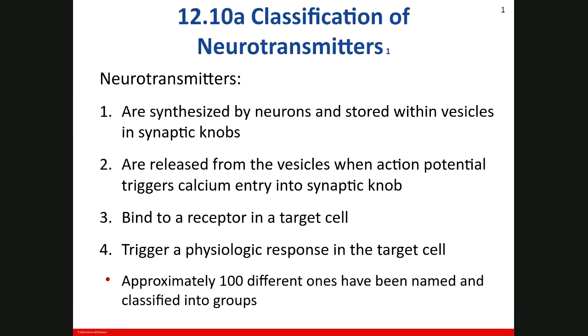This part is the last part of chapter 12, part 4. In this part, I want to talk about neurotransmitters.